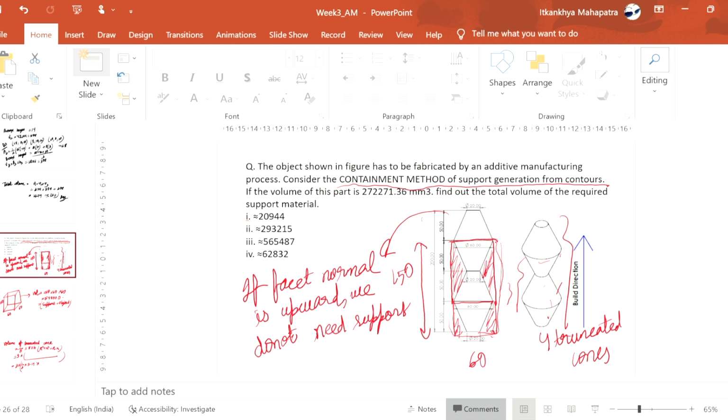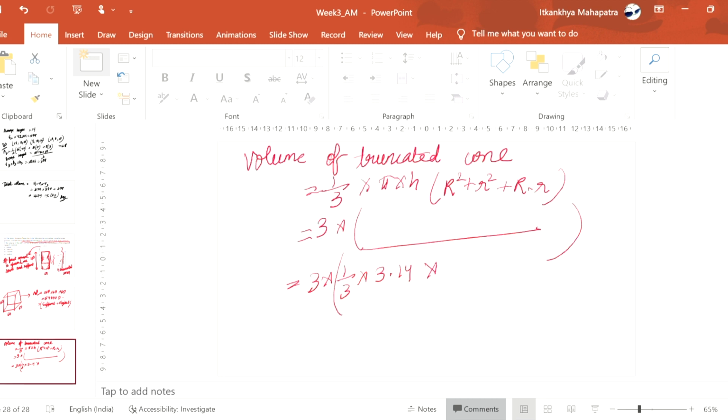Now bigger diameter is 60, so the radius will be 30, and smaller diameter is 20, so the radius will be 10. Into 50, into (30 square plus 10 square plus 30 into 10). Now this will be 204100. This is the volume of the object.